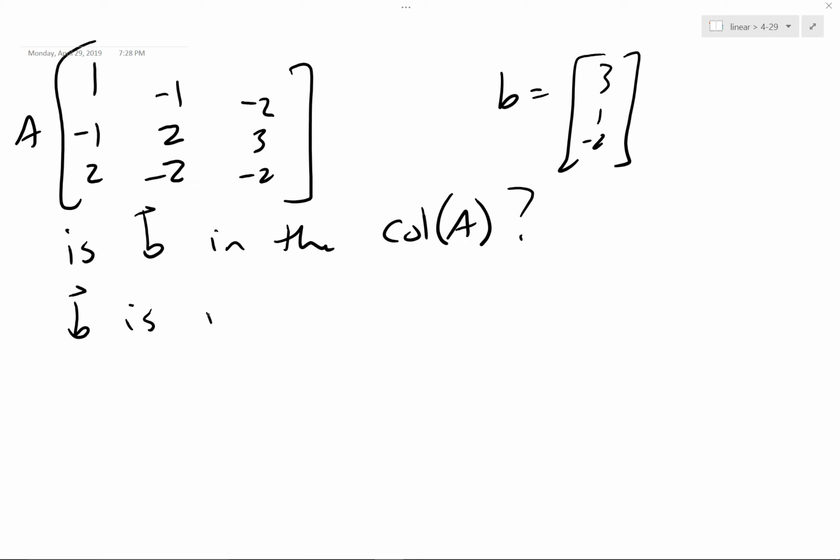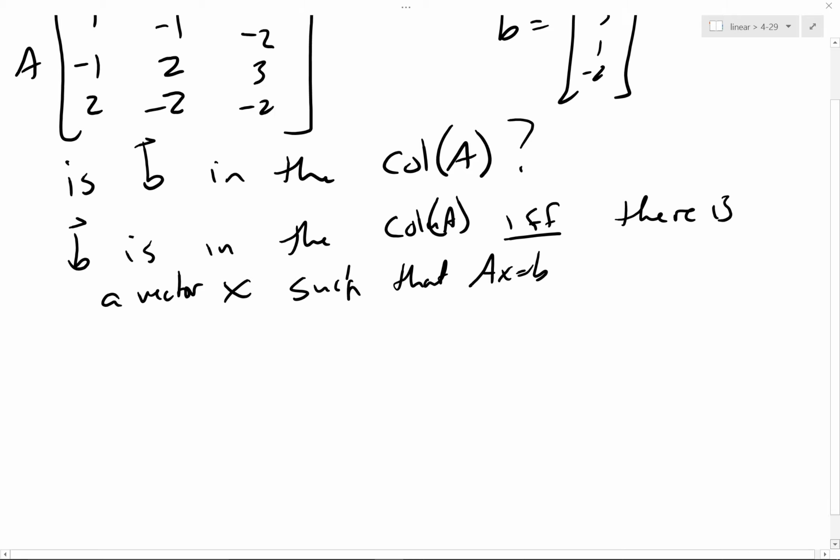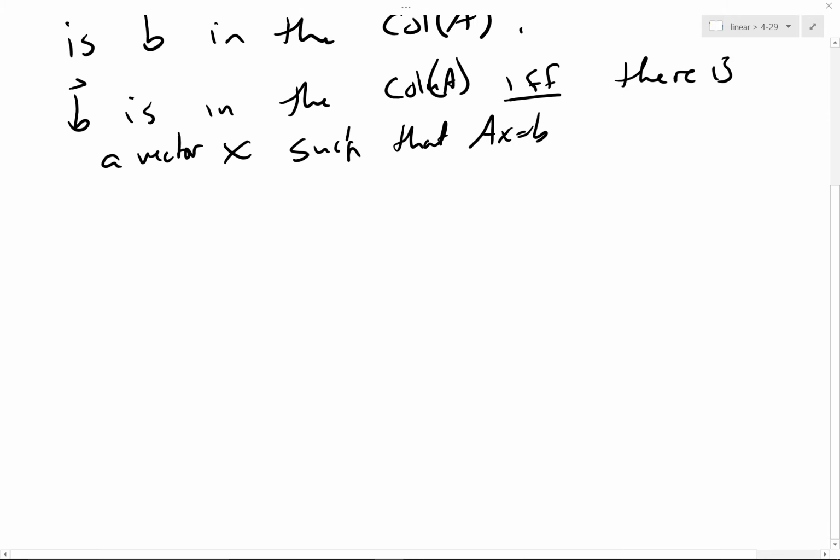B is in the column space of A if and only if there's a vector X such that AX equals B. Okay? That's it. So what do I mean by that? Well, I mean by that is this.